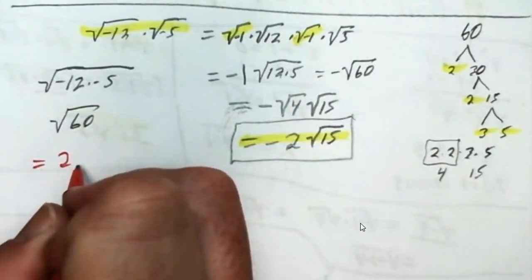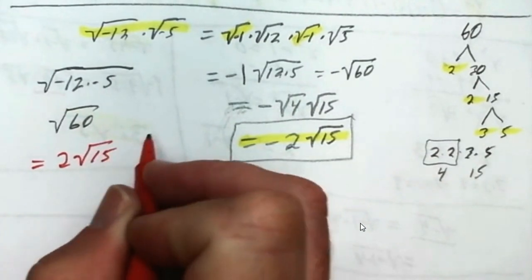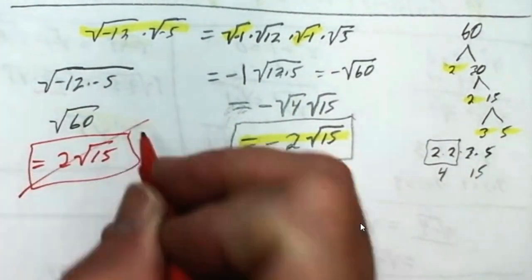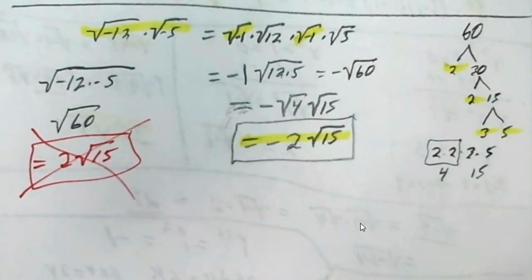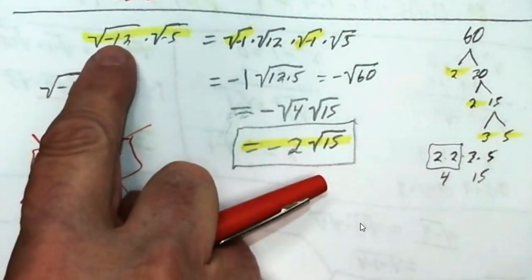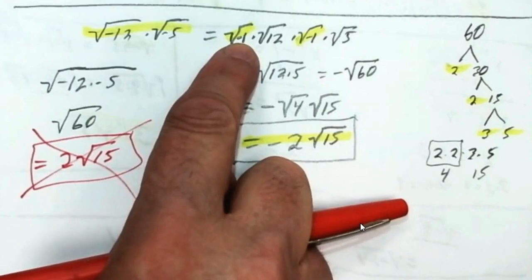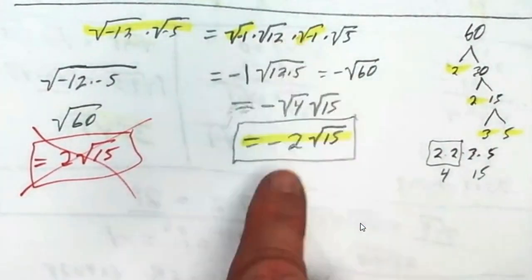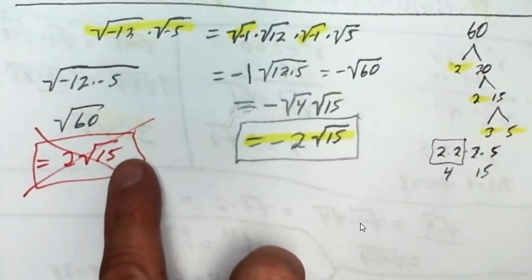We said equals positive 2 square roots of 15. And that would be wrong. So always do this step first. Pull the negative 1 out there so you don't lose that part of your solution. This is wrong. This is correct.